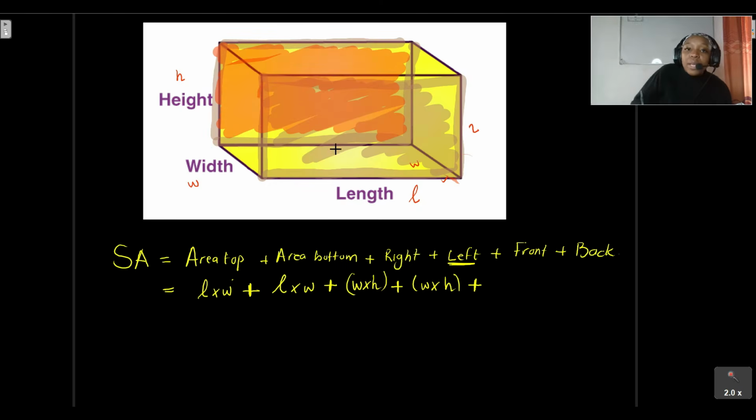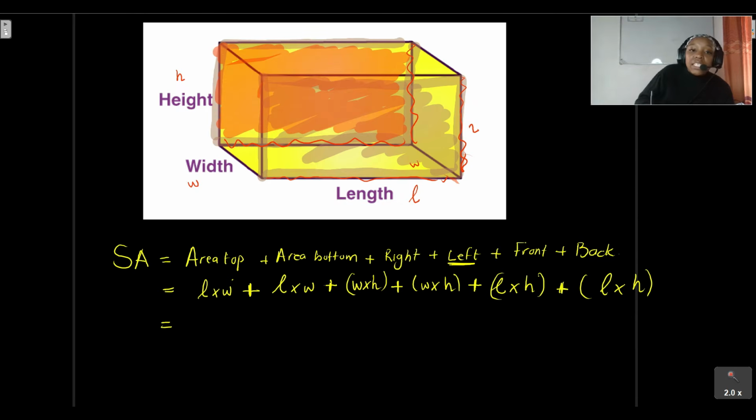So how would we calculate the area of the front? We have the length, it will just be length multiplied by that height there, plus. How would we calculate the area of the back of our box? We still have that length there multiplied by the height.